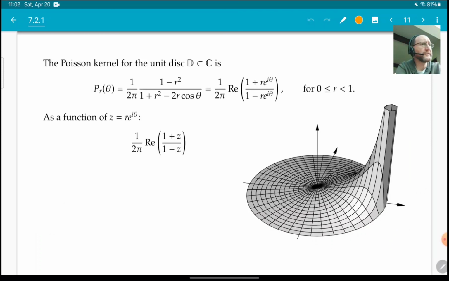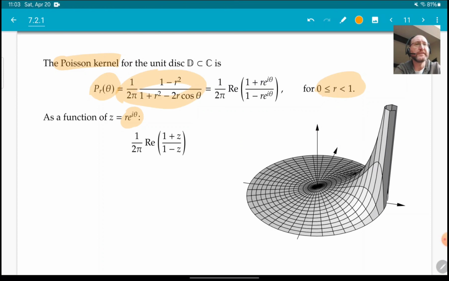So how are we going to solve this? We're going to solve this by integrating against the kernel, the so-called Poisson kernel. So for the unit disk, the kernel is the following. This is the traditional way of writing it, P of r theta. We really think of it as a function of r e to the i theta, basically in polar coordinates, where r is the distance from the center and theta is the argument.